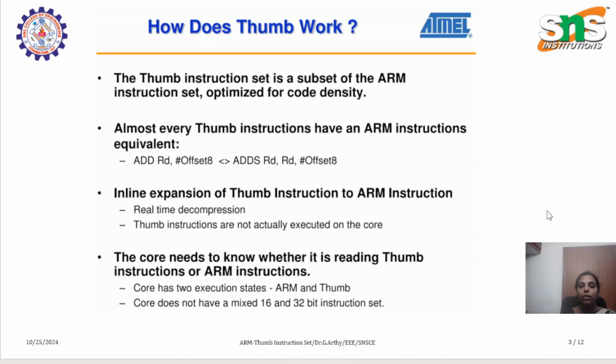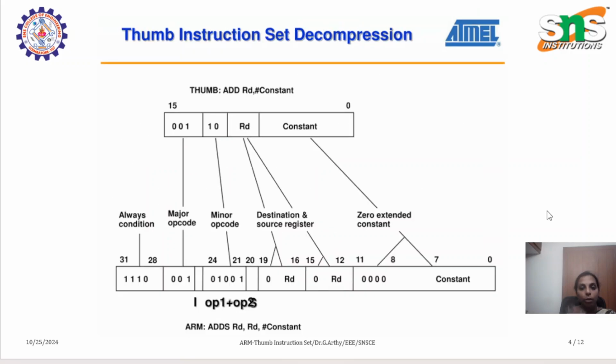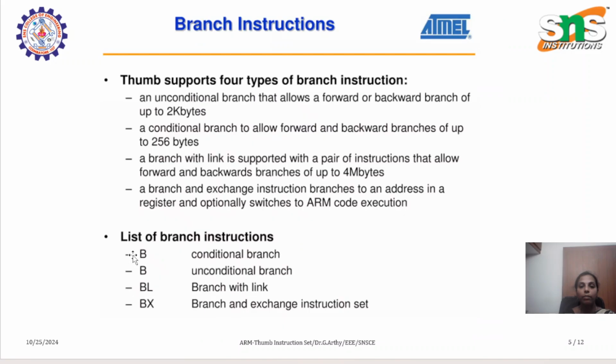The core needs to know whether it is reading a Thumb instruction or an ARM instruction. The core has two execution states, ARM as well as Thumb. So an indication has to be given whether it is working in ARM mode or Thumb mode. This is the decompression of the 32-bit instruction: in ARM mode we have 32 bits, which is compressed to 16 bits. This is how the constants are mentioned here. Then the other registers, destination and source registers, and then minor opcodes, major opcodes, and conditional flags.